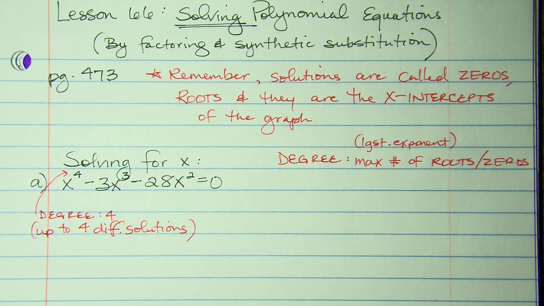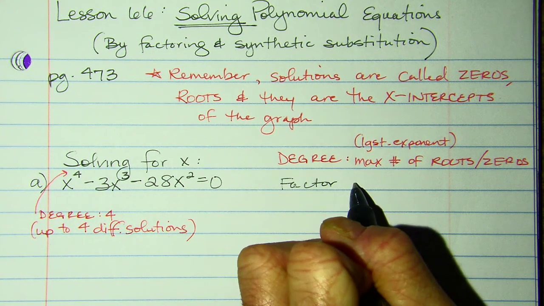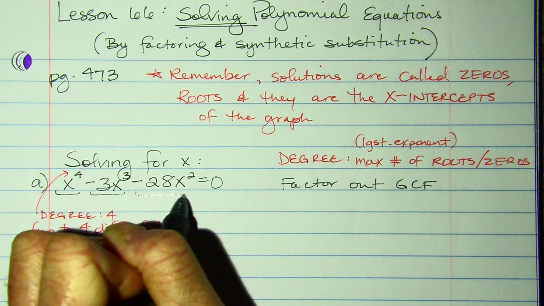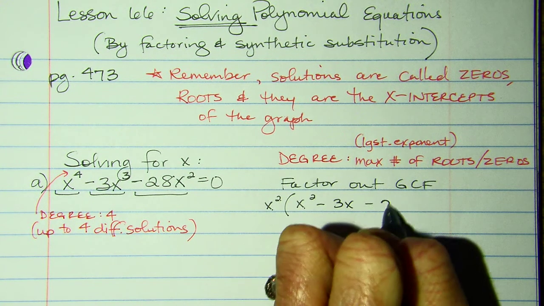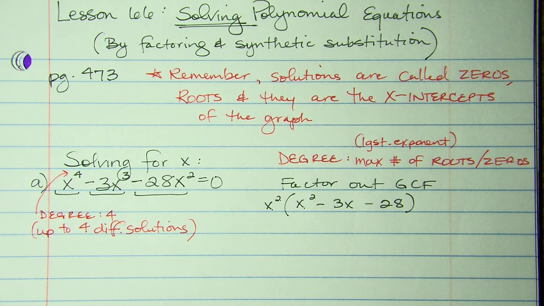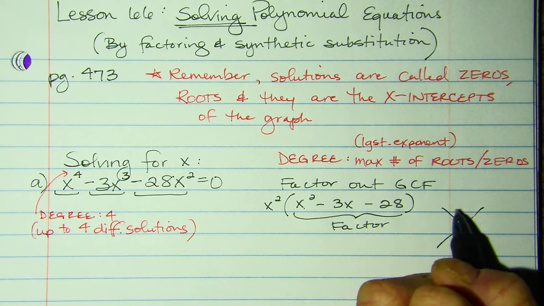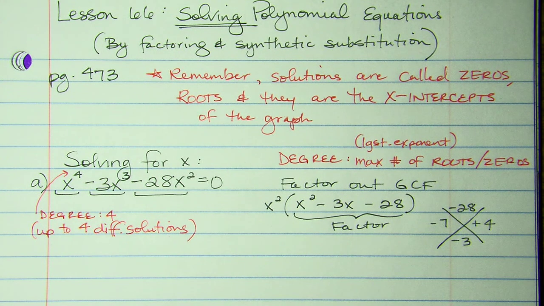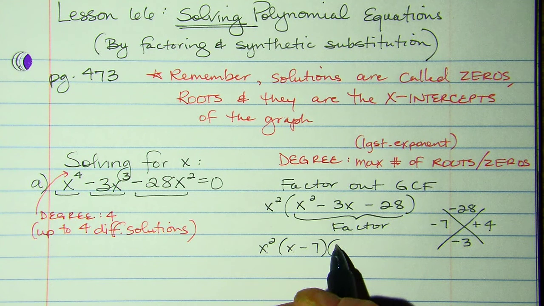If I have a 4th degree polynomial, I should be able to identify 4 solutions. So here we go. The first thing I'm going to do is factor out the GCF. These 3 terms have x squared in common. That would leave me with x squared minus 3x minus 28. Then I'm going to factor this part here. I've got negative 28 and a negative 3. That would be negative 7 and positive 4. So my factors are x squared, x minus 7, and x plus 4.